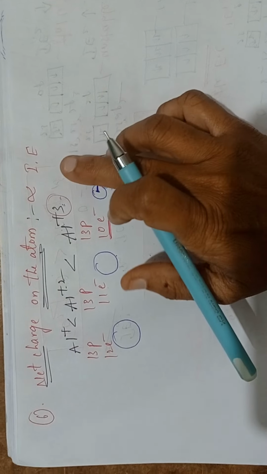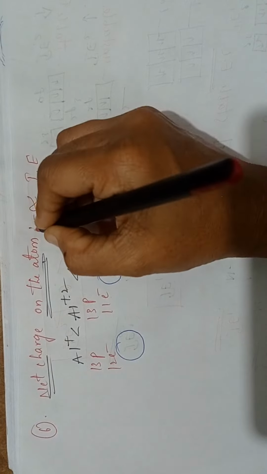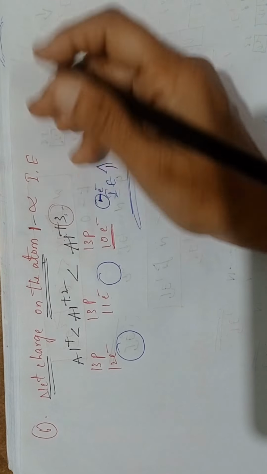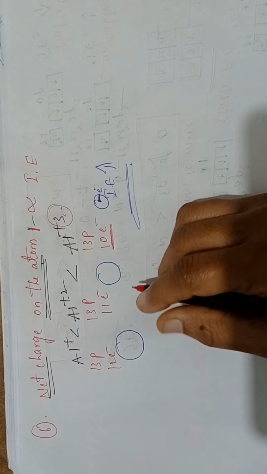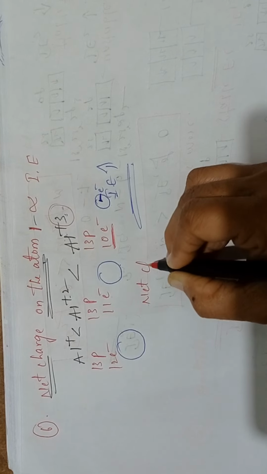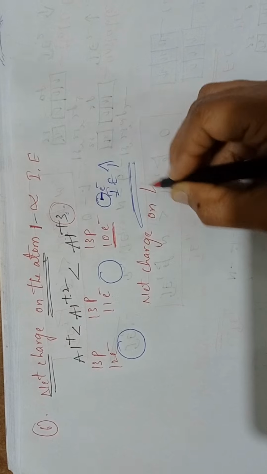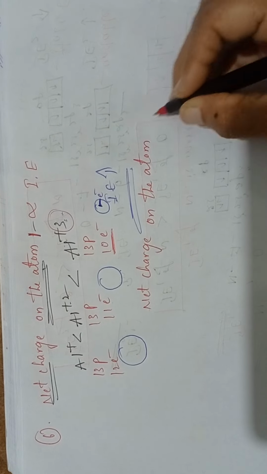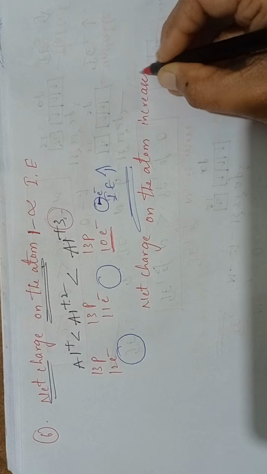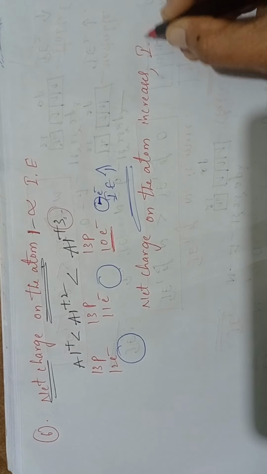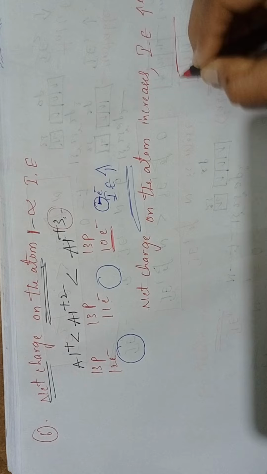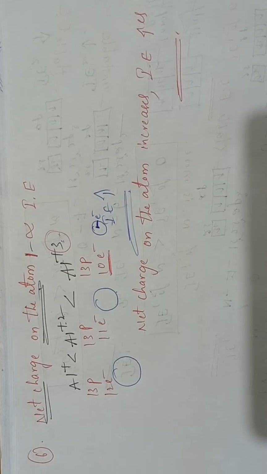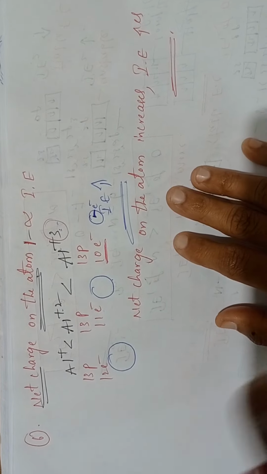Are you clear? So what I told you, as net charge on an atom increases, ionization energy also increases, they are directly proportional. Clear this one, students. So these are the factors affecting ionization energy.